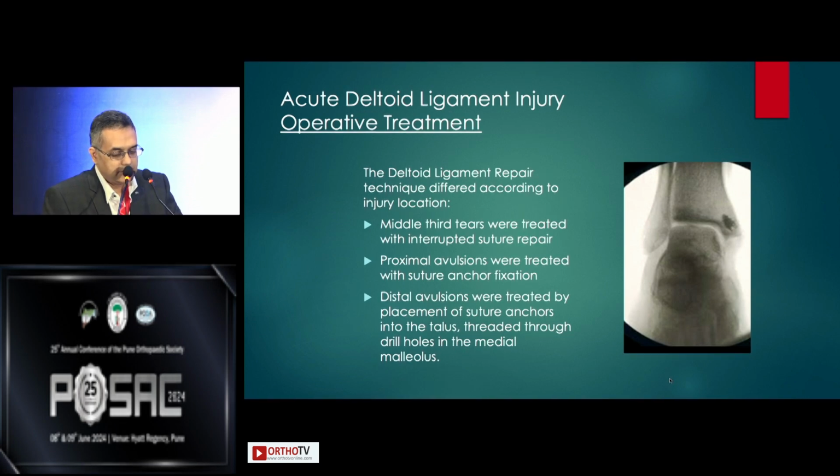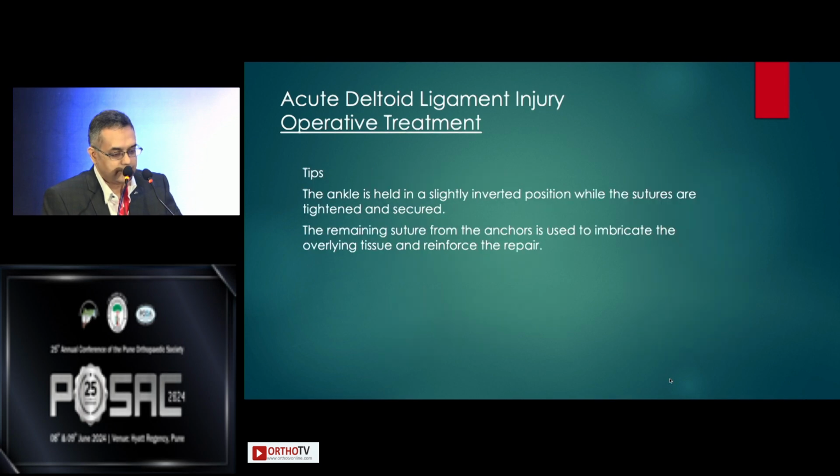Proximal avulsions are treated with suture anchor fixation, and distal avulsions are treated by placement of suture anchors in the talus, threaded through the drill holes in the medial malleolus. The ankle is held in a slightly inverted position while the sutures are tightened and secured. The remaining sutures from the anchors are used to imbricate the overlying tissues and reinforce the repair.